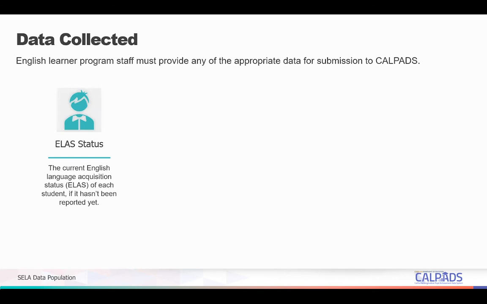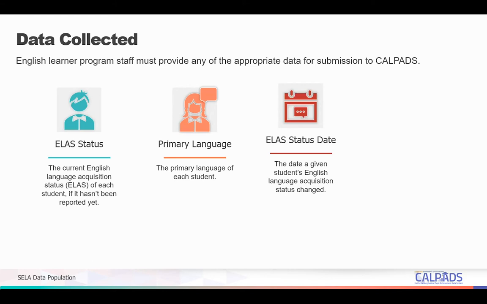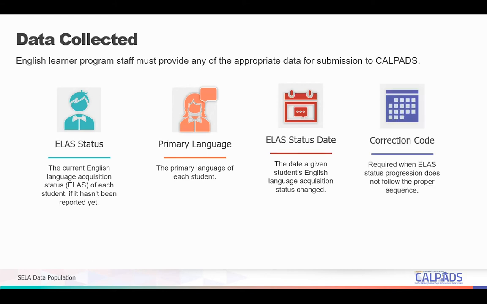First, the current English language acquisition status, or ELAS, of each student, if it hasn't been reported yet. Second, the student's primary language spoken at home based on the home language survey. Third is the ELAS status date. And lastly, the ELAS correction code, which is required when ELAS status progression does not follow the proper sequence.